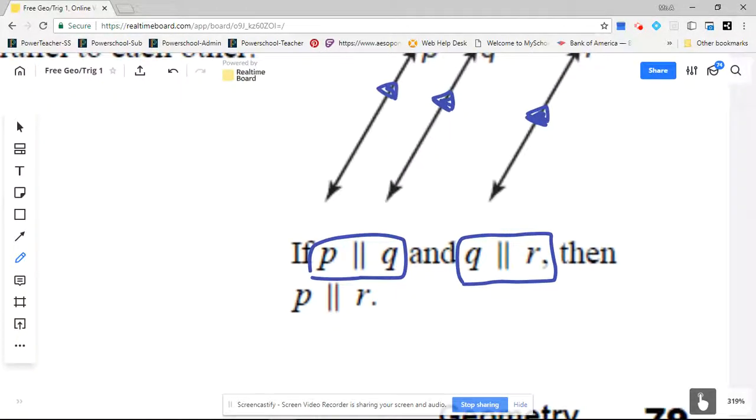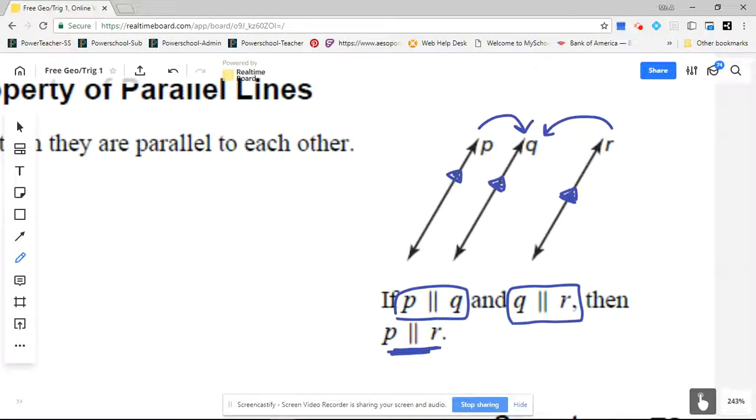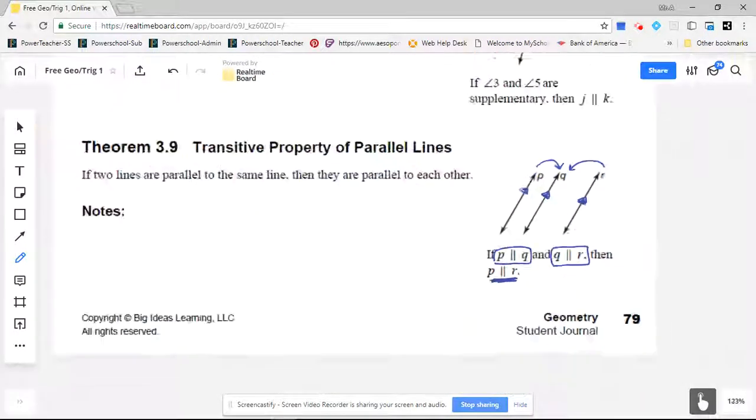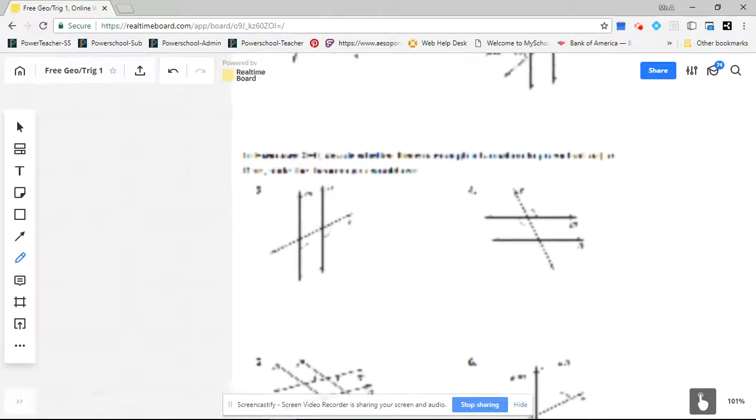So what does that tell me about P to R? That they have to be parallel also. They're both going to have one arrow. You see, they both have an arrowhead on it. So they are also parallel. So if they're both parallel to Q, then they're going to be parallel to each other. That's what it says. And that takes us to the extra practice.